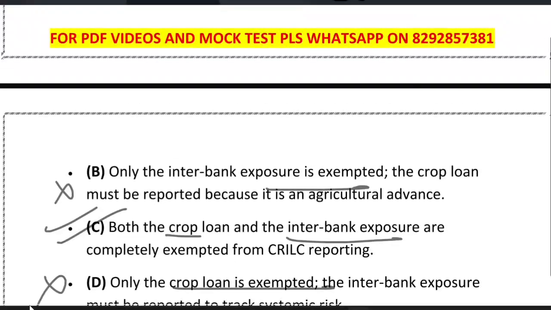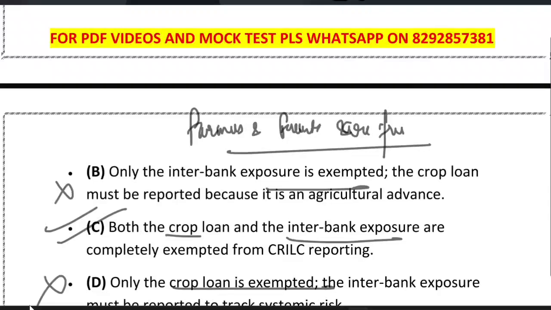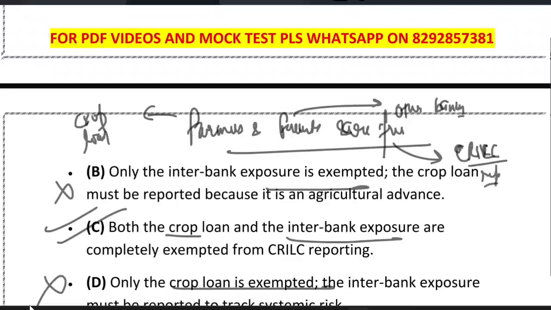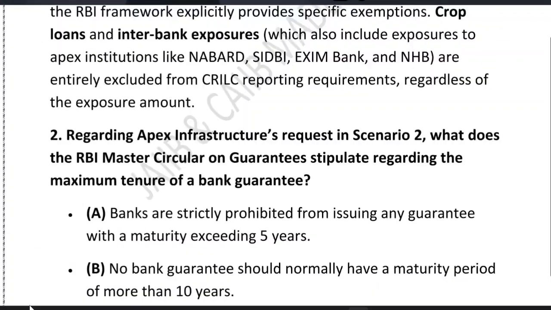So how to remember this in the exam hall? Just use the simple memory trick: farmers and friends are free. Please remember it. When I say farmer, I mean crop loan. When I say friends, I mean other banks. And when I say free, free means free from CRILC reporting. That is the point to remember: farmers and friends are free.